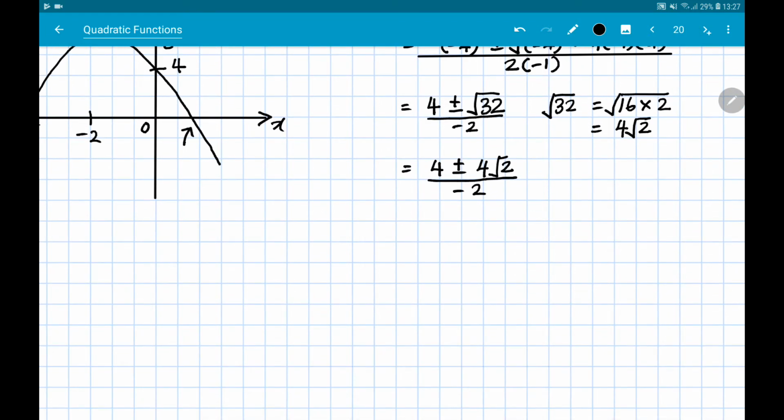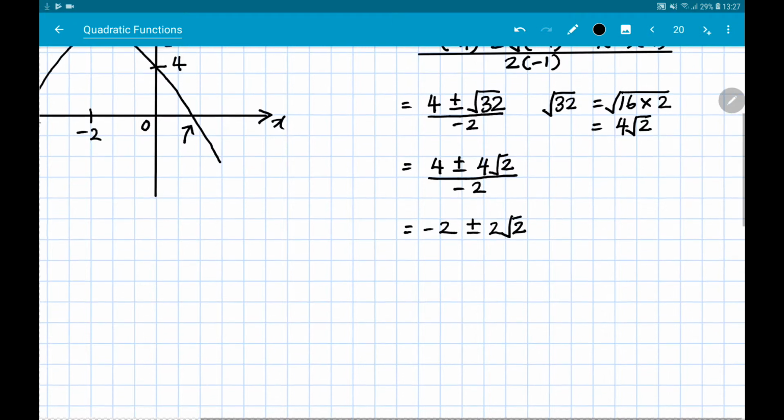Now, if you do not want to factorize, we can also divide each term with the denominator. So on top here we have 4 divided by negative 2, and that will give us negative 2. The plus and minus will still remain as plus and minus, simply because positive divided by negative becomes a negative, and negative divided by negative becomes a positive. So there is really no change there. However, the 4 divided by 2 down here gives us 2, and then square root 2.